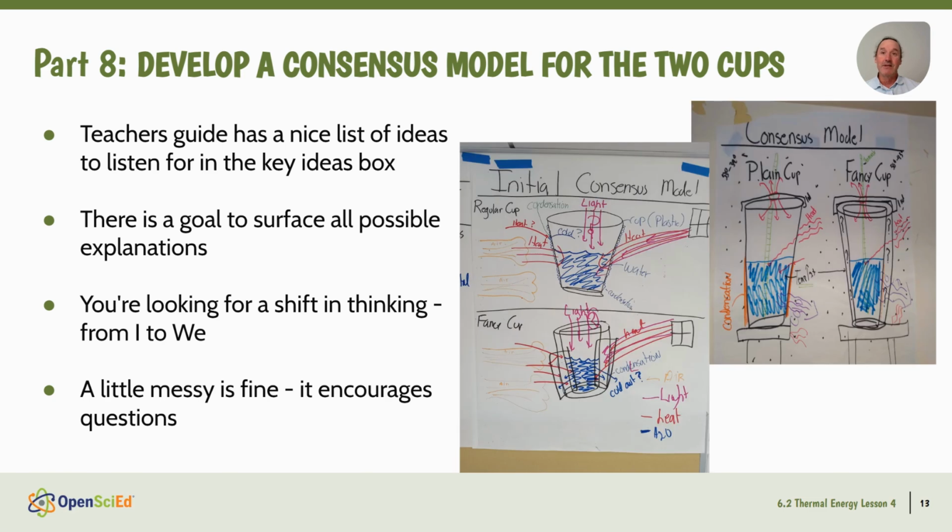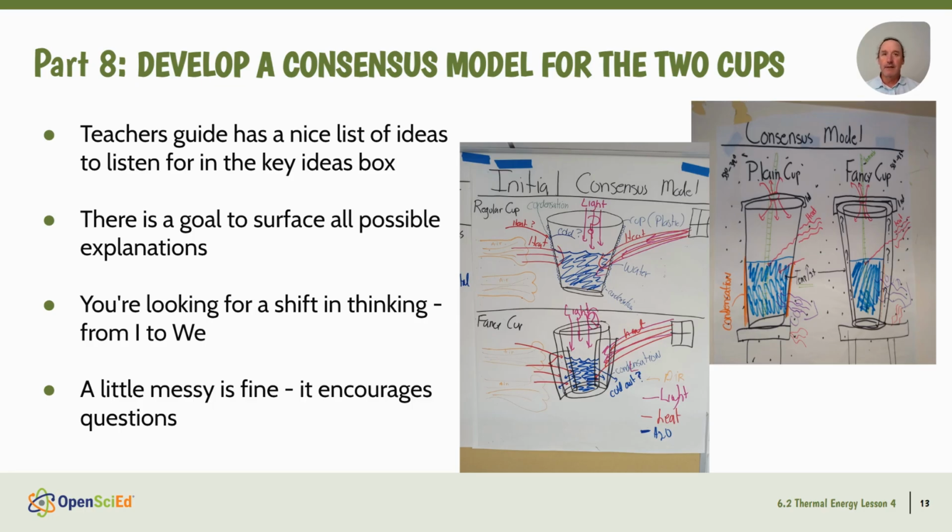Because then in day 2, in part 8, you're going to come together as a class in a scientist circle, and you're going to create a consensus model. What are our whole class's ideas about everything that's going on? And this is where you're looking for that shift from, I think this is happening, to we all can agree something is happening. And the goal is, again, to surface all kinds of explanations.